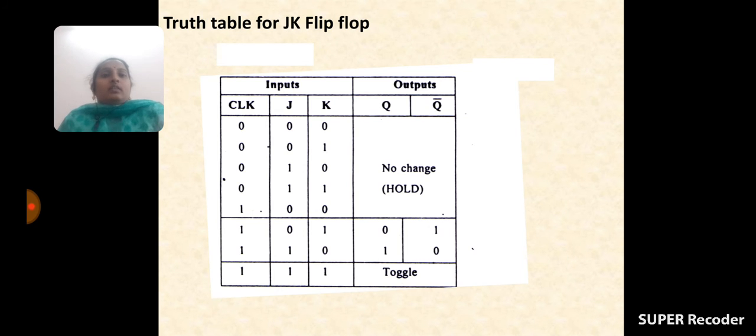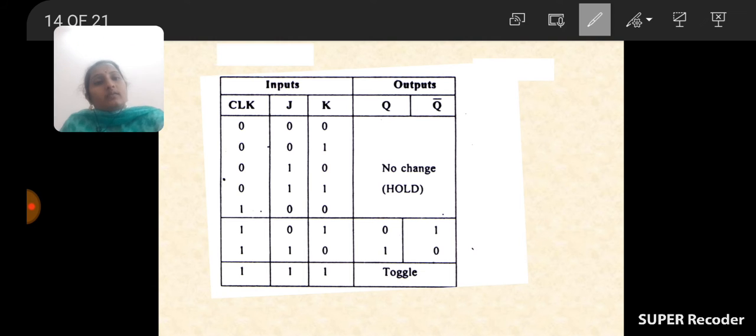Is it clear? And see here, this is the simplified version of the truth table, designed according to the logic symbol. So see, this is the logic symbol of the JK flip-flop.